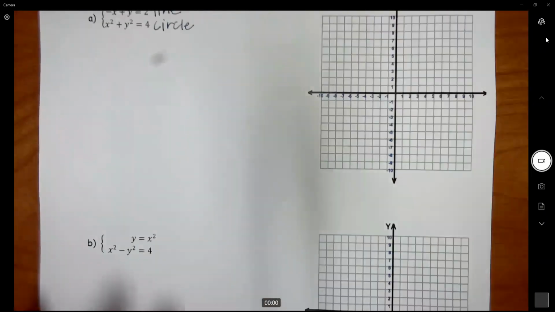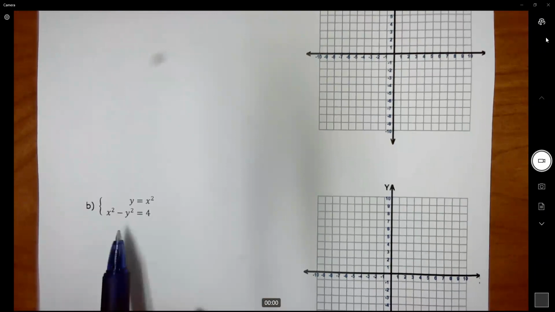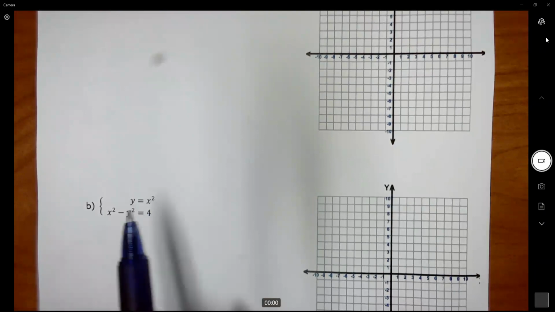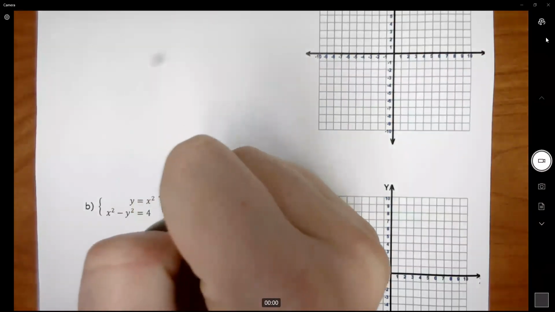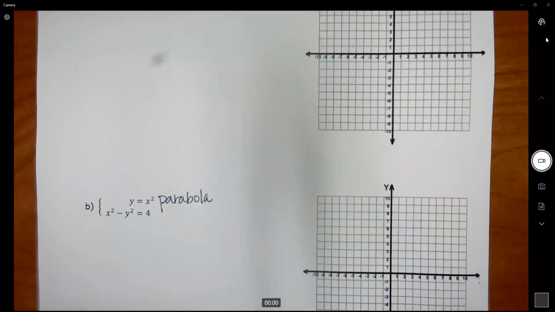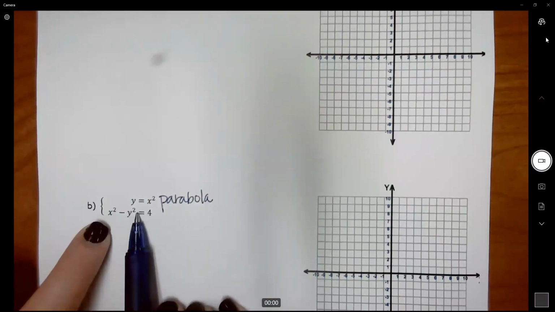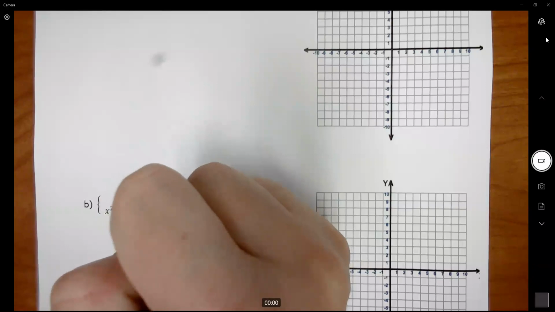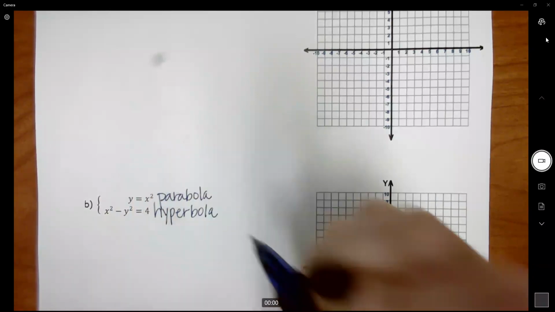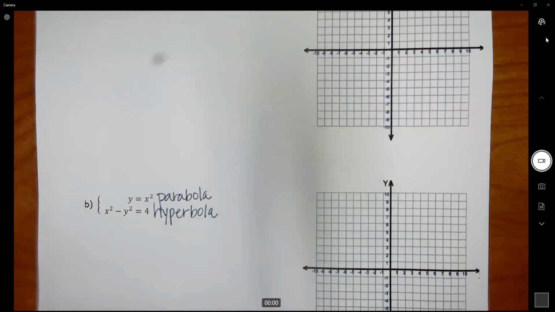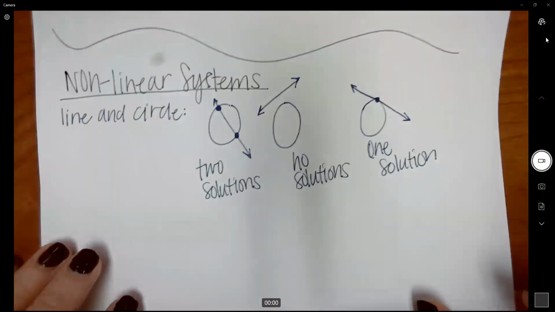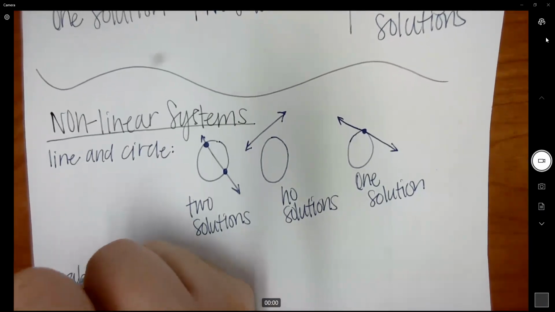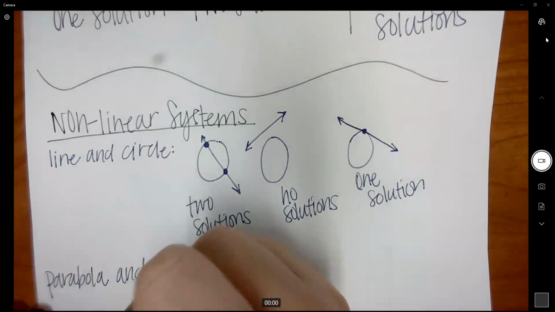Okay, let's look at some other shapes here. If you have y equals x squared, you have one squared term and one term that's to the first. When you have that, you have a parabola. And then here you have an x squared and a y squared, so we would say circle, but because of this minus, this one is a hyperbola. Let's see what happens when I have a hyperbola and a parabola, and see how my options can change.